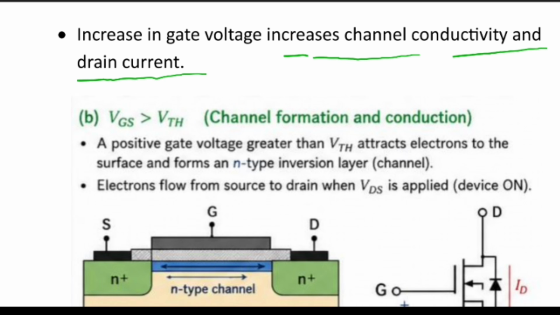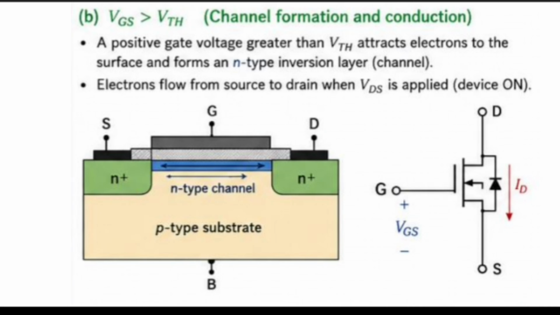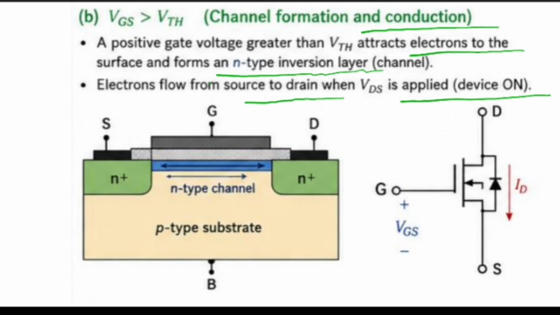Coming to the next condition: channel formation and conduction. You can see how the conduction looks. A positive voltage greater than the threshold attracts electrons to the surface and forms an N-type inversion channel. Here the device is on. Electrons flow from source to drain when the device is on and we apply VDS. This is what the diagram looks like, and this is the symbol for it.